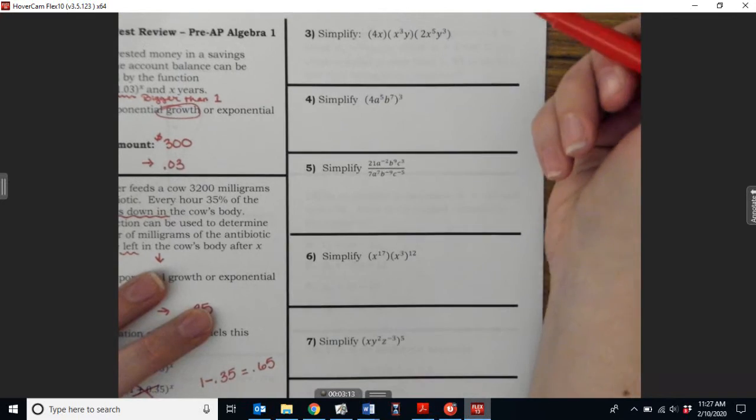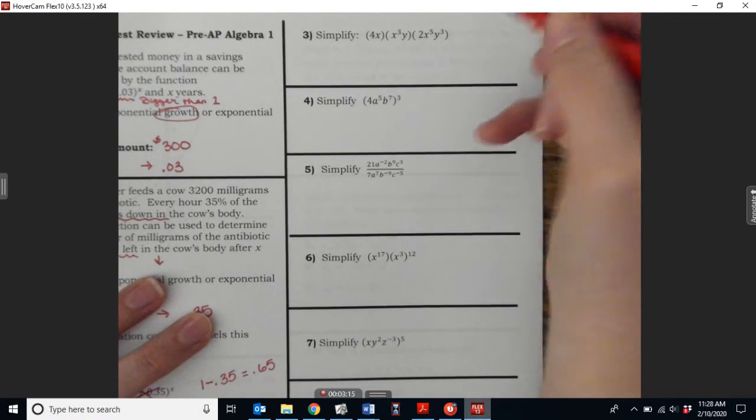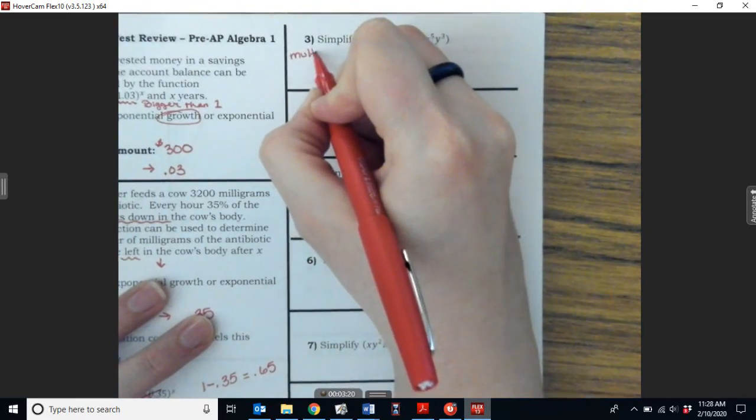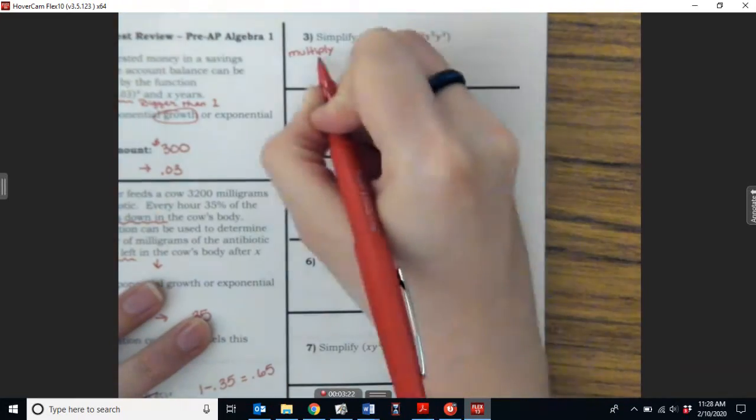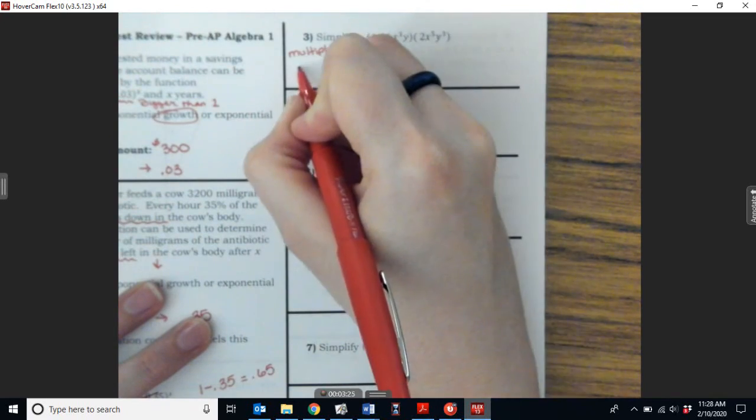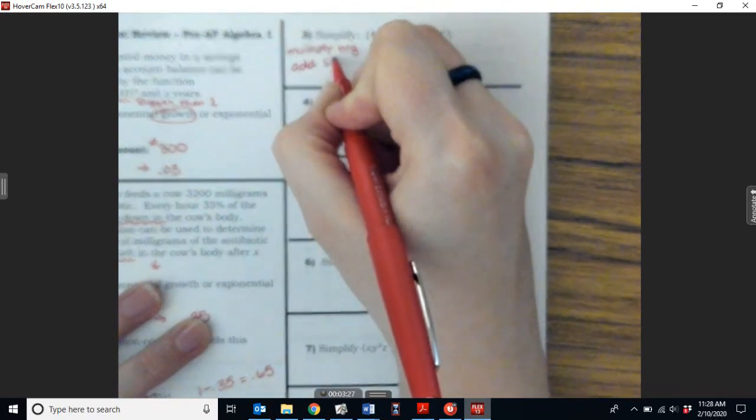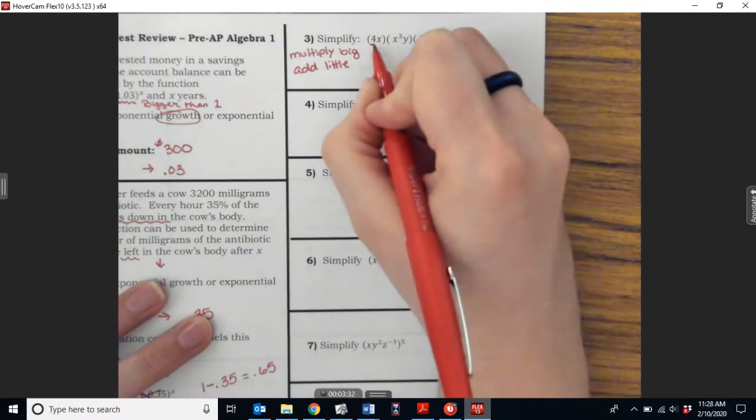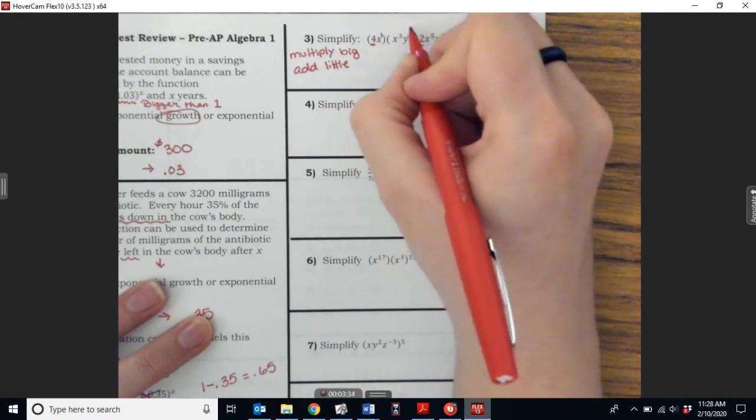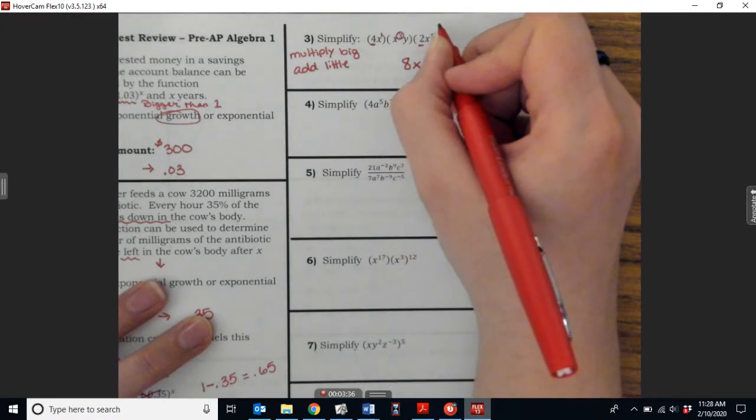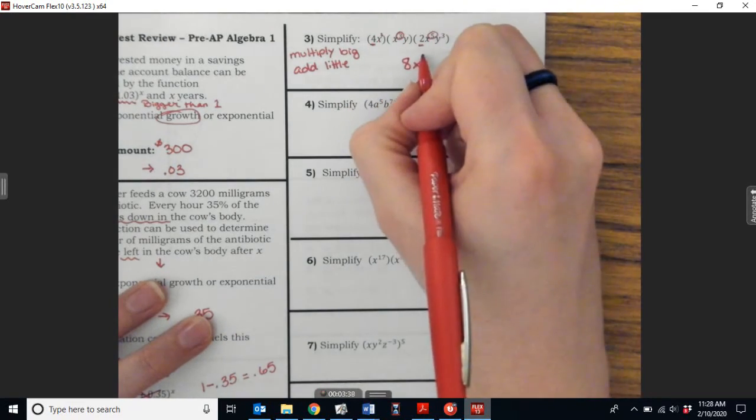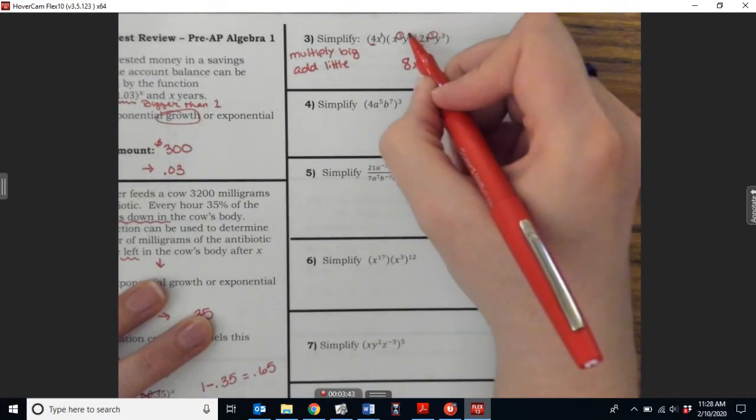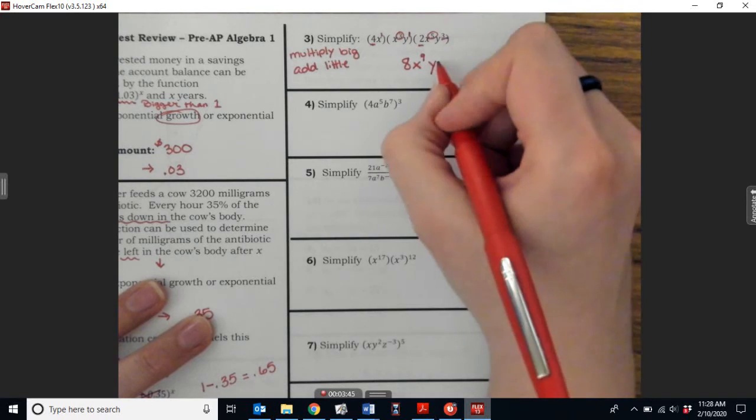So number 3, now we're moving on to exponents. So your exponent rule. So here we multiply the big numbers and we add the little numbers. So 4 times 2 is 8. Then I add up my x's, and I have 1 plus 3 is 4. 4 plus 5 is 9. And then I have my y's. And I have an invisible 1 plus 3 make 4.